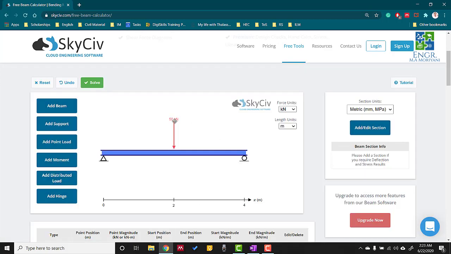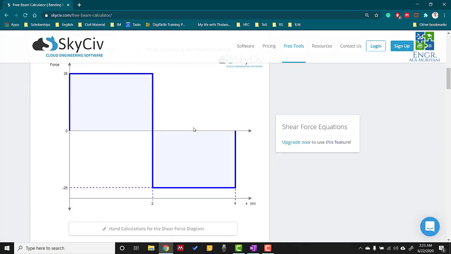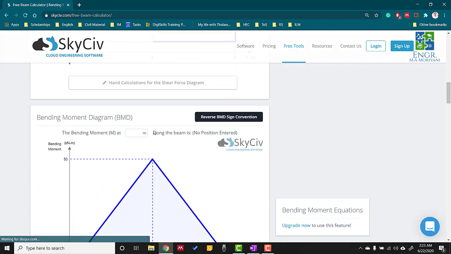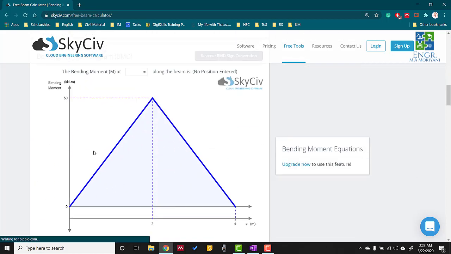This is basically the scenario of the beam which we have just solved. If we click the solve button, it will automatically draw the shear force diagram and bending moment diagram. And you can see that the shear force diagram is the same as what we drew from the equation, and the bending moment diagram is also the same, and the maximum value is 50 kilonewton meter.